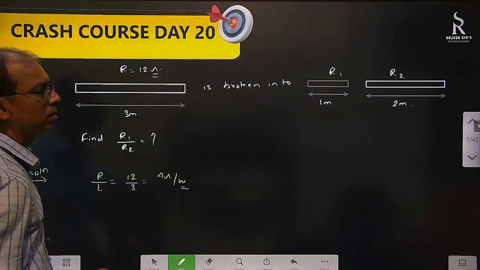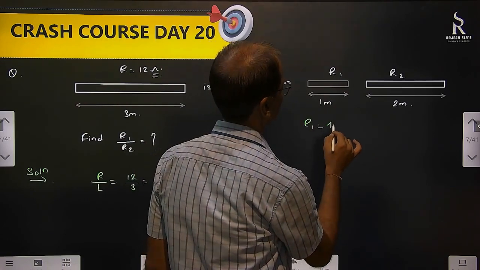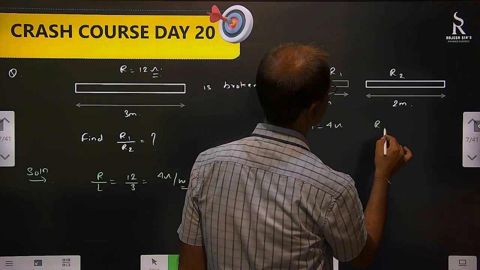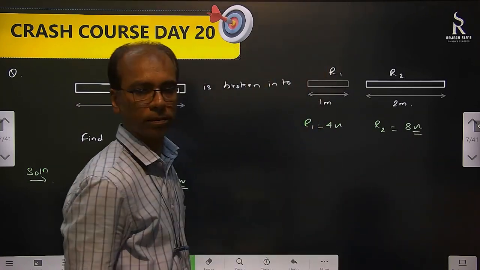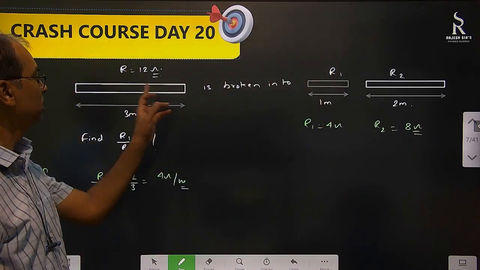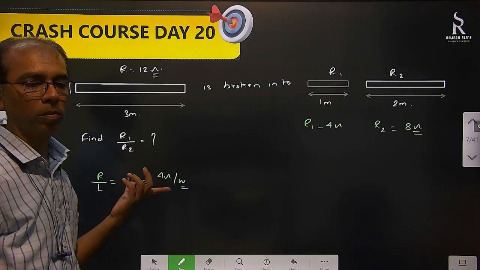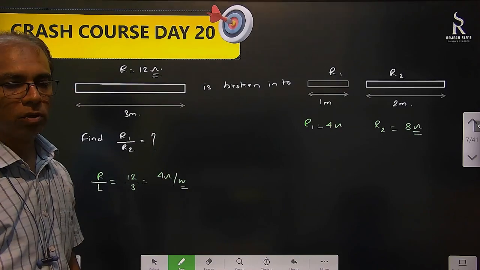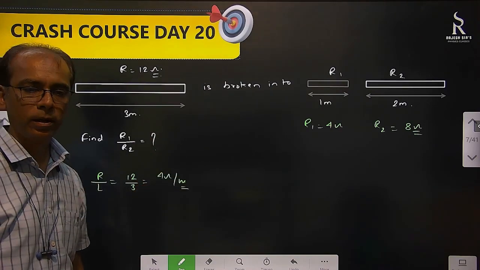So this is 1 meter. So its resistance is what? 4. And this is 2 meters. So its resistance is what? 8. That's it. Resistance per unit length is 4 ohm. 4 ohm and 8 ohm, R1 by R2. That's it, 1 by 2. Clear?